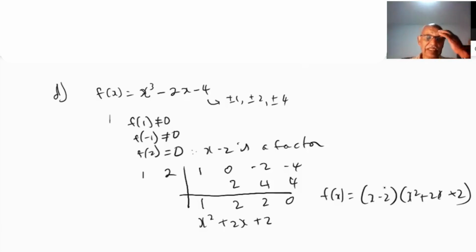So these are some examples of factoring with higher degree than 2. If the degree is 2, we use the factoring rules of quadratics.